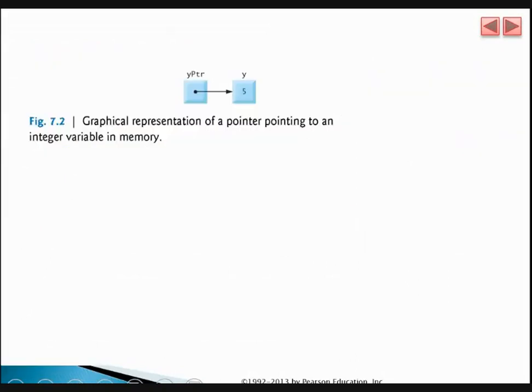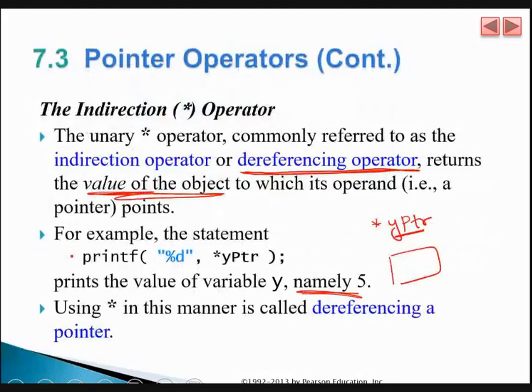What is asterisk? Asterisk is a unary operator, or dereferencing operator. What will it do? It will return the value. It will not return the address. It will return the value of the object to which its operand points. Y pointer is the operand. Y pointer is pointing to y. So this will return the value of this y. Therefore it is returning 5.